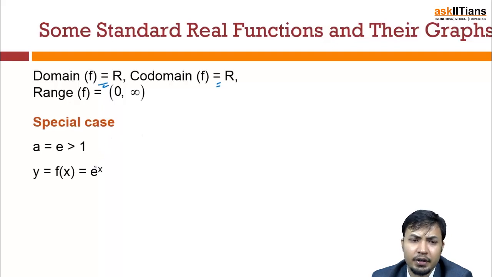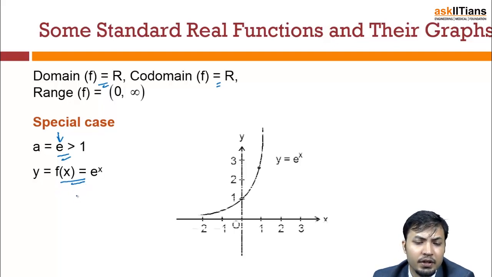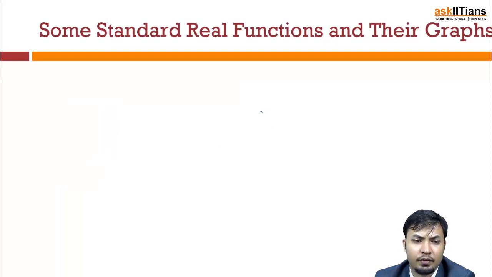Let's take a special case. Let's say a is equal to e, which is greater than 1. This is my exponential function. So in this case, how will the graph go? It will go like this. You know the value of e is greater than 1, so the function will go like this.